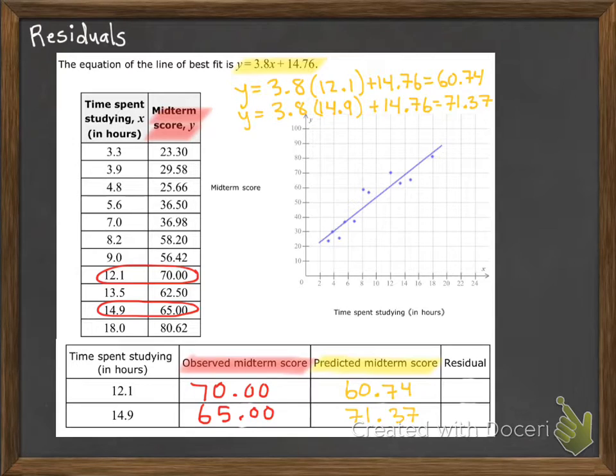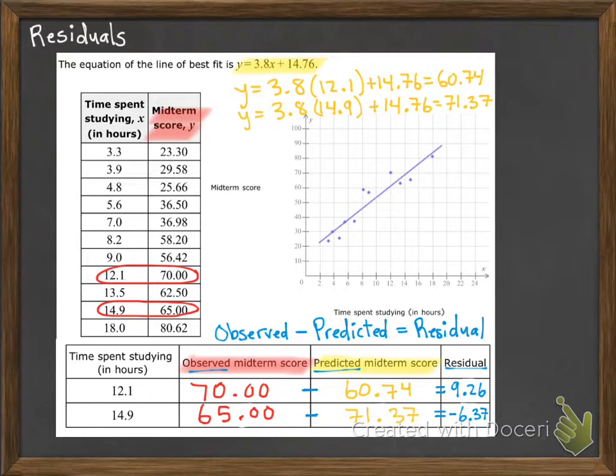In order to calculate the residual, we're going to subtract these two numbers to see the difference. So the observed score subtract the predicted score equals the residual. First, we would do 70 subtract 60.74, which is 9.26. For the second residual, we would do 65 subtract 71.37, which is negative 6.37. So the residual is the score from the table, subtract the score you get when you plug it into the equation.